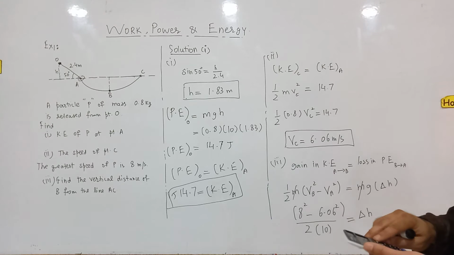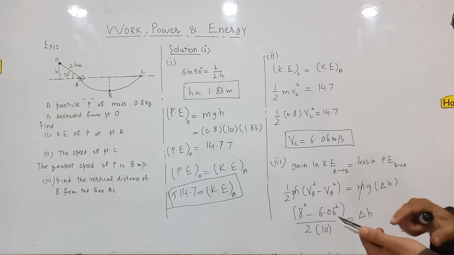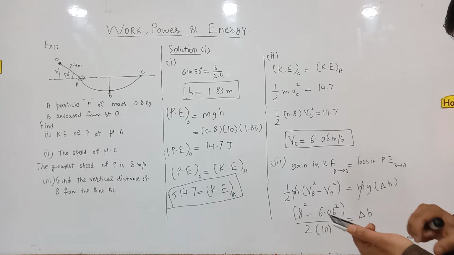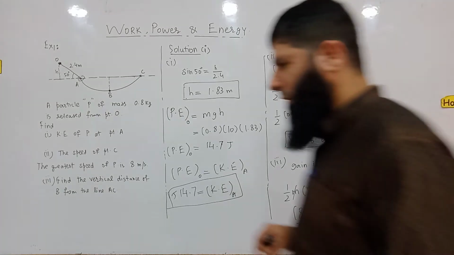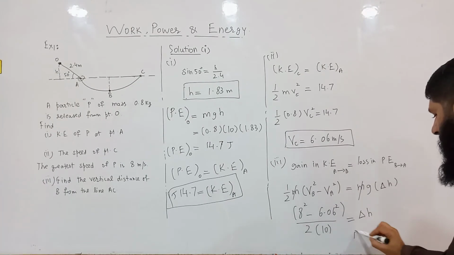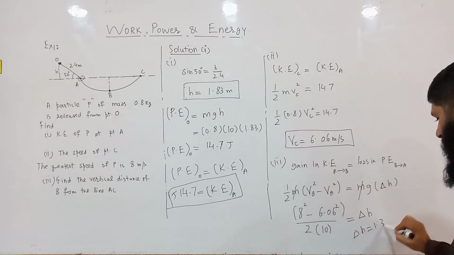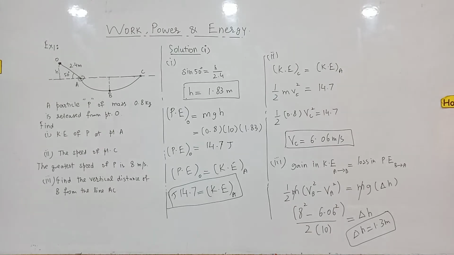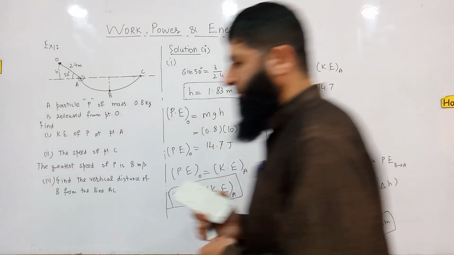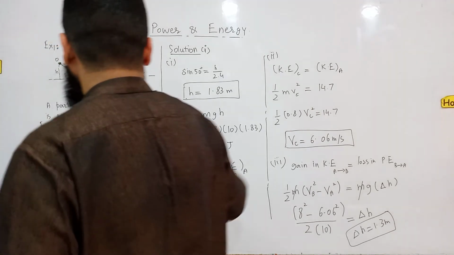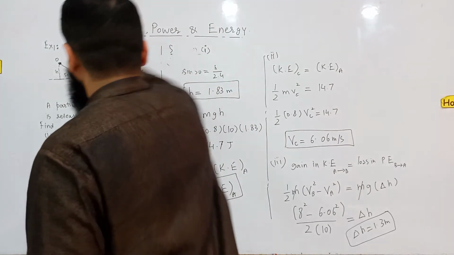If we simplify this, we will have the change in height of this body, and that will be almost equal to 1.3 meters. Okay, now it's all about this example, and let's have another example. This is example 2.